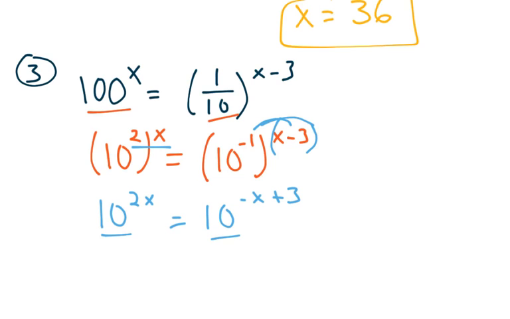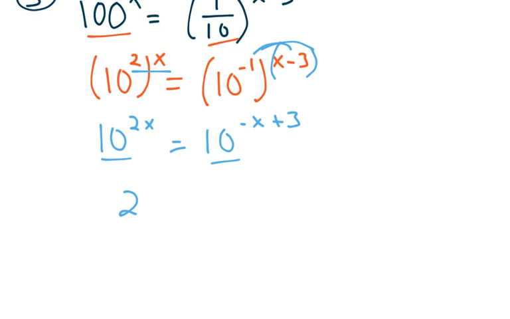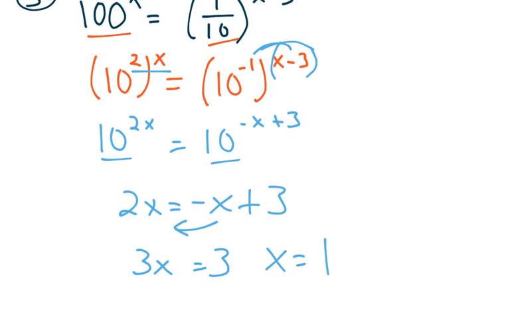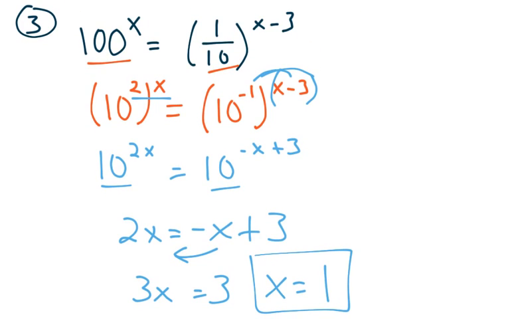Now we've got the bases to be the same. We can drop the bases. 2x is equal to negative x plus 3, and we'll have a two-step equation here. We need to get the x's to one side, so I'll take that x this way. So that would be 3x is equal to 3, which then means x is equal to 1. Okay, so our final answer for number 3 here is 1.